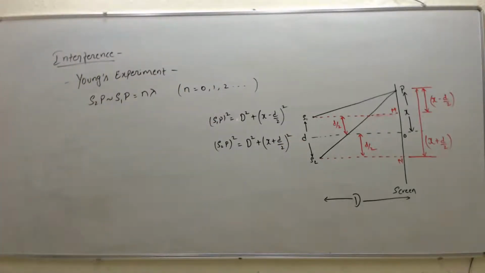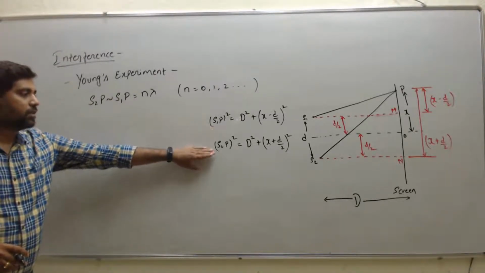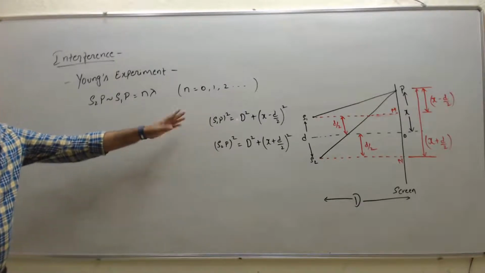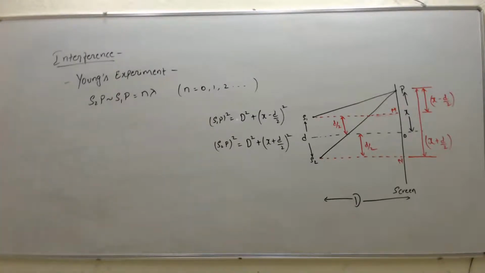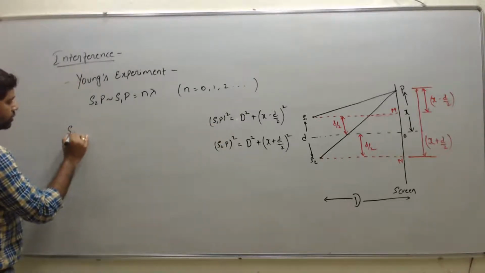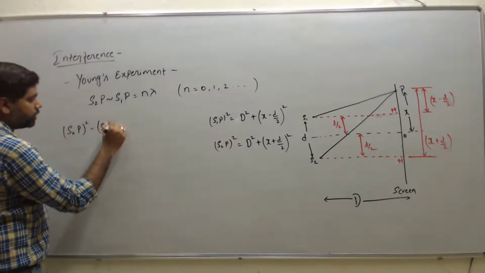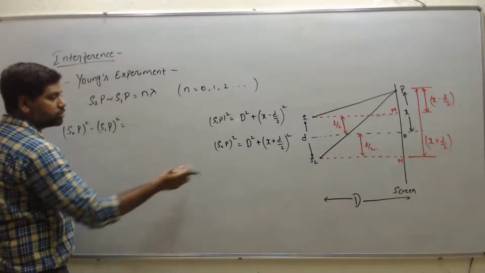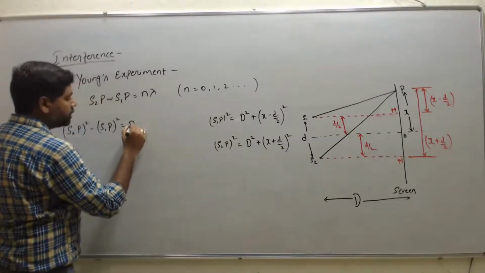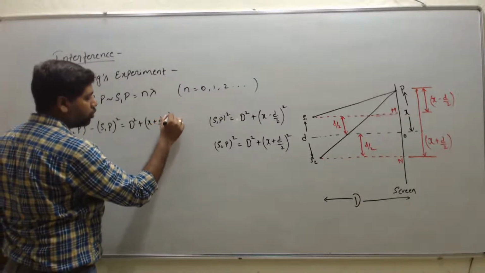Now, if we subtract this one, S2P minus S1P, what we get here is S2P square minus S1P square, equals, in the RHS, the value is D square plus x plus d by 2 whole square.